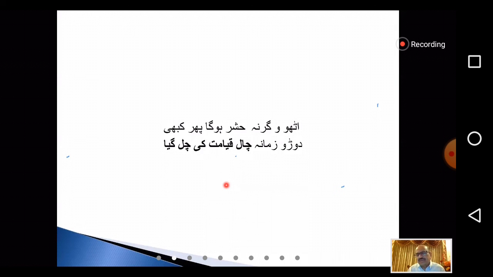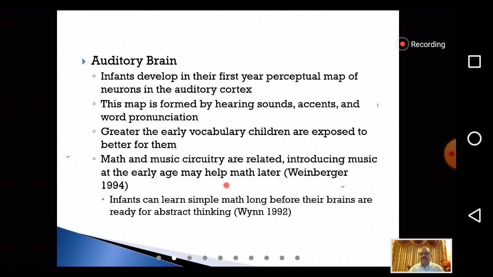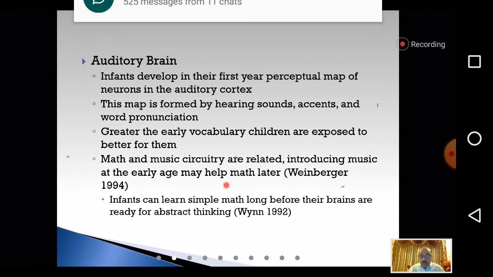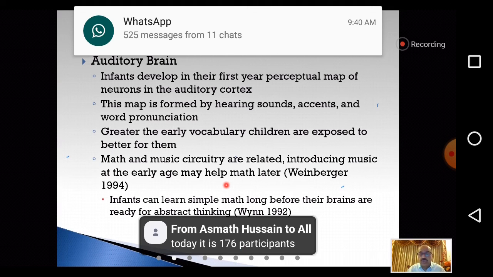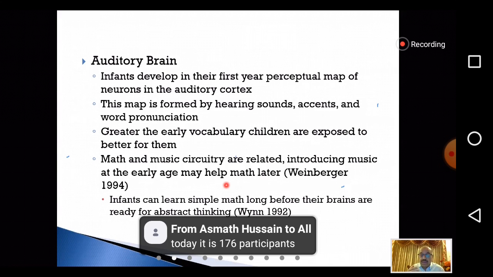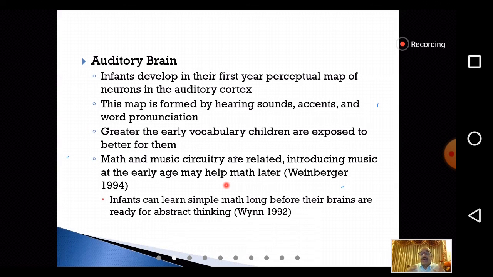So this is my request to the teachers, that please use the knowledge which I'm giving to you, and try to put it in practice with the students. Teach them in the best way, so that they can be good learners.